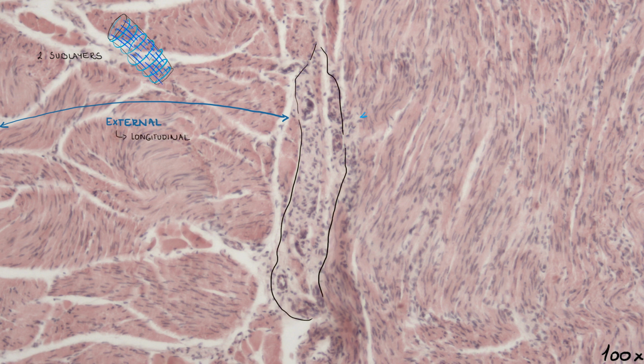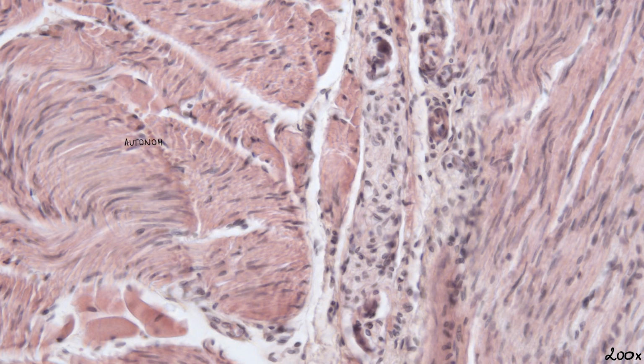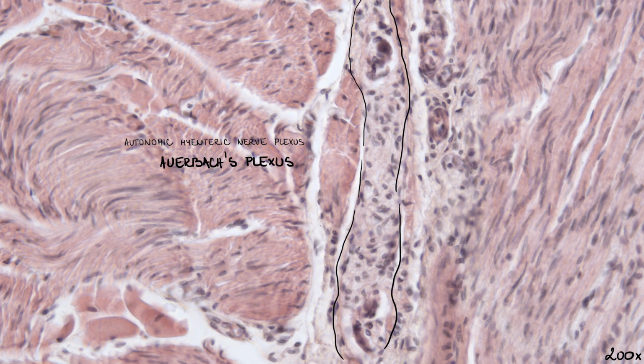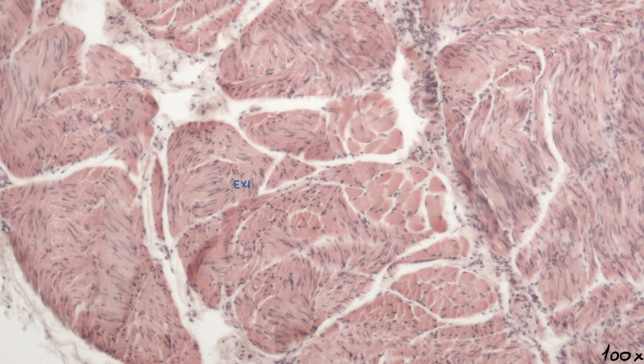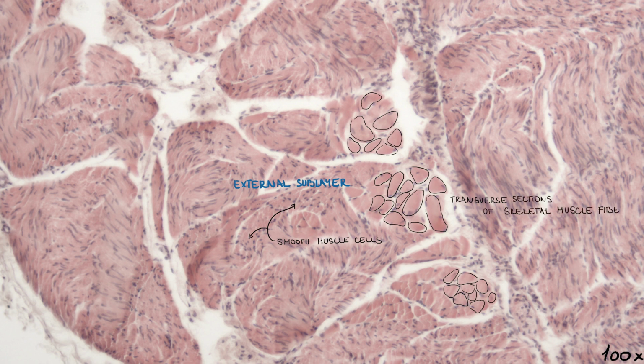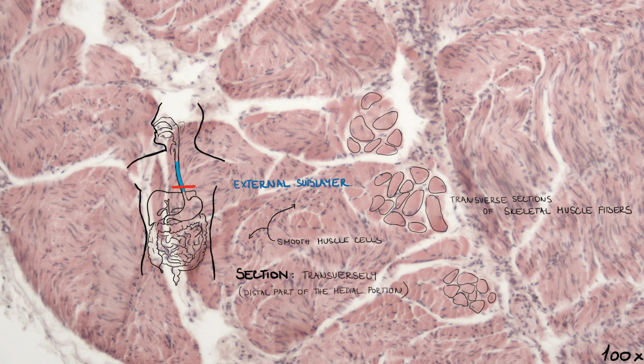In the connective tissue between the muscle sublayers is another autonomic myenteric nerve plexus or Auerbach's plexus. This plexus is responsible for rhythmically propelling food downwards, but in comparison to Meissner's plexus, it controls a bigger section of the wall. In this section, we can see that smooth muscle cells of the external layer are mostly in a transverse section, and we can also see transverse sections of skeletal muscle fibers. This means that the section through esophagus was performed transversely, somewhere in the distal part of the medial portion of esophagus.